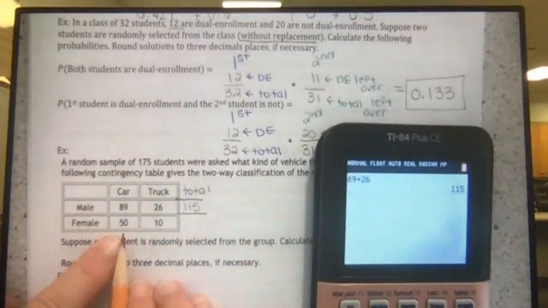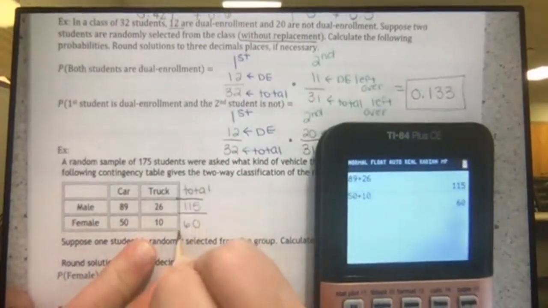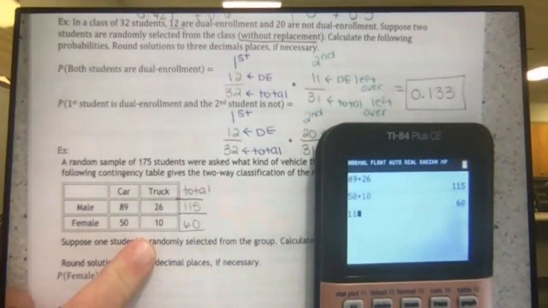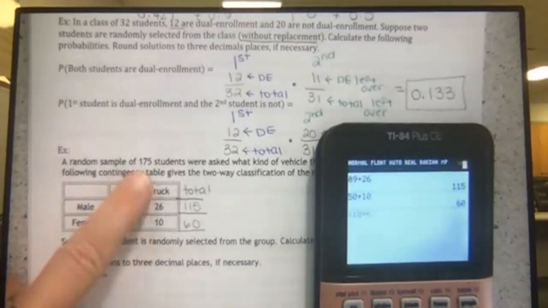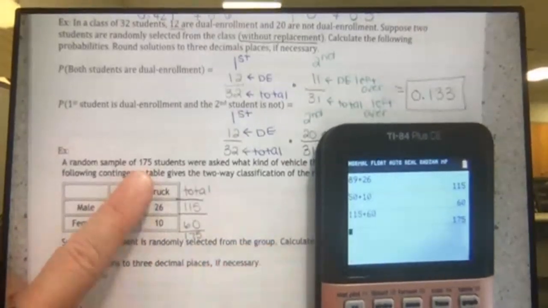Same thing for females. If we have 50 that said car and 10 that said truck, that means we have 60 females total, which makes sense because 115 plus 60 would give me that 175 that they told me in the problem. So it's kind of like a way of checking your work. 175 people total.